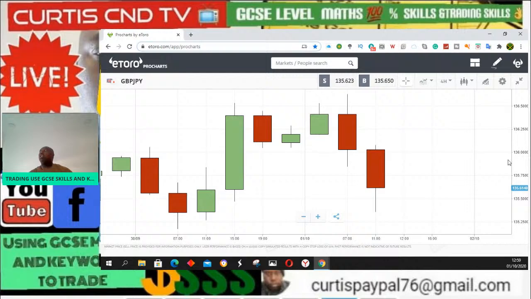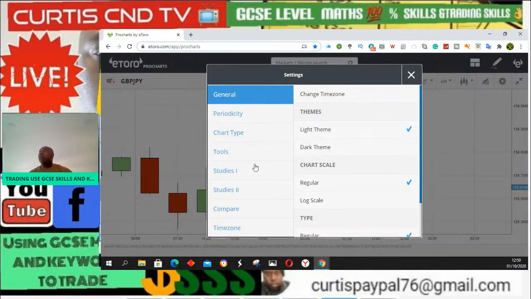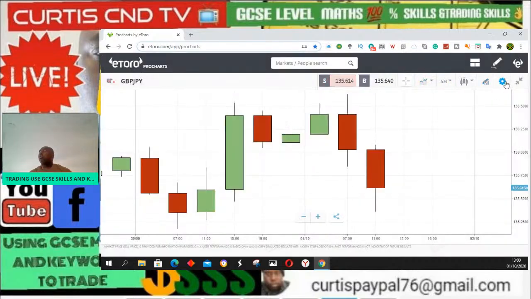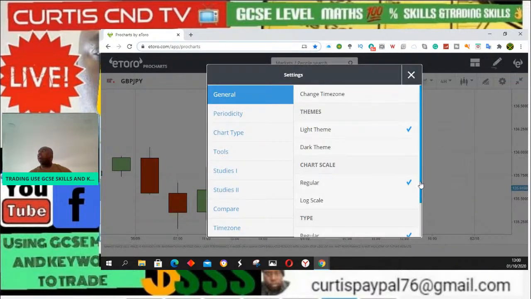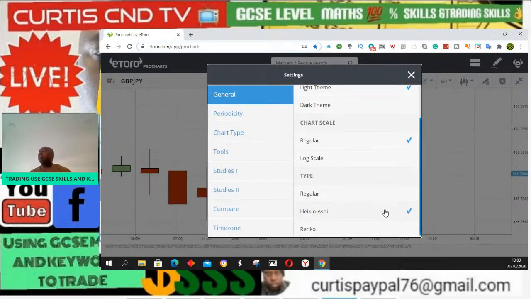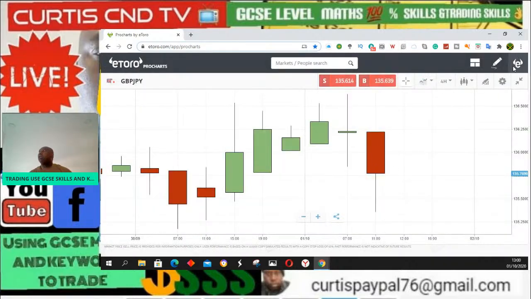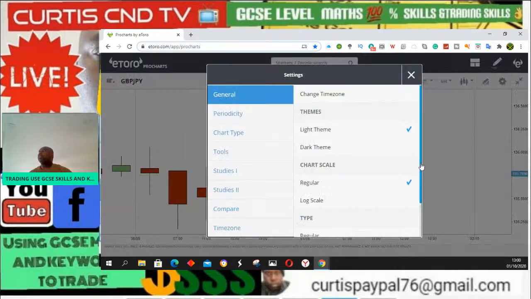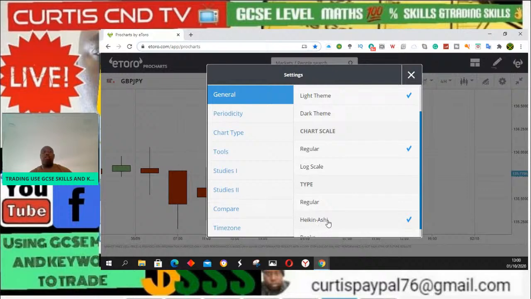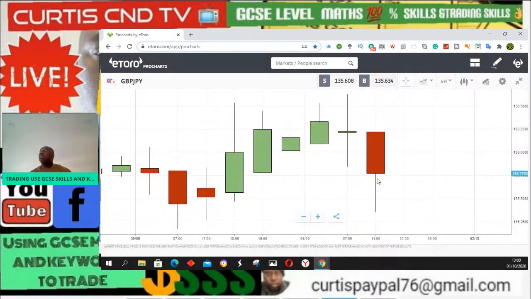If you look here, this is my horizontal and vertical line here. I'm just comparing the candles. Also, the candles I like to use are not the regular candles. I use the Heikin Ashi candles, because that's cleaner.